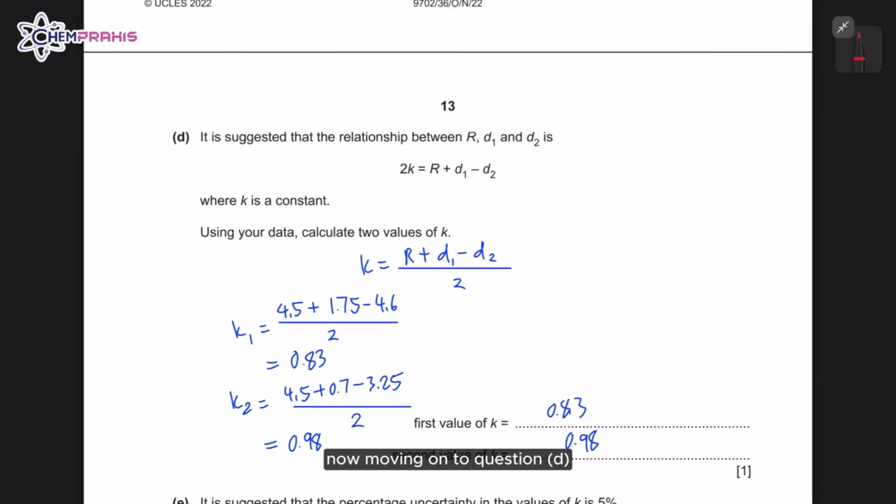Now, moving on to question D, it is suggested that the relationship between R, D1, and D2 is this equation, where K is a constant. Using our data, we will need to calculate two values of K. Now we will just rearrange the equation to make K as subject and substitute our values for both experiments to get 0.83 and 0.98. Take note that units are not a requirement for you to write for this question.